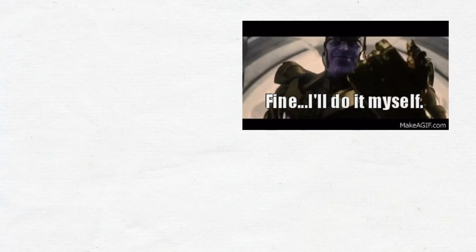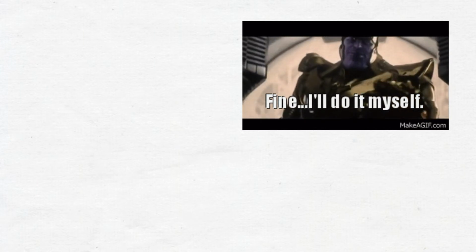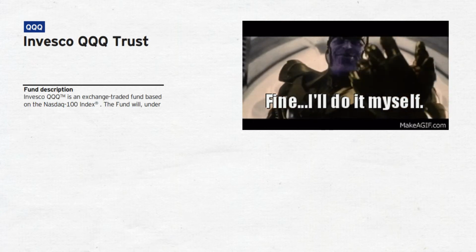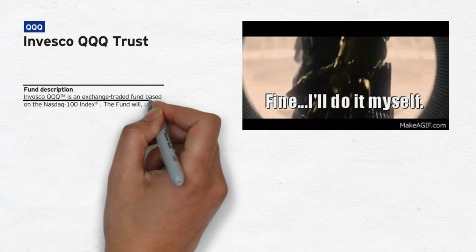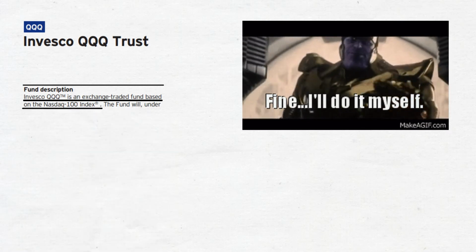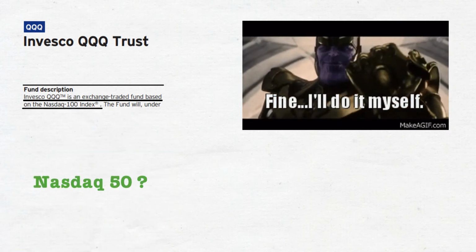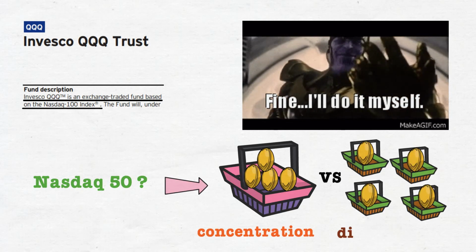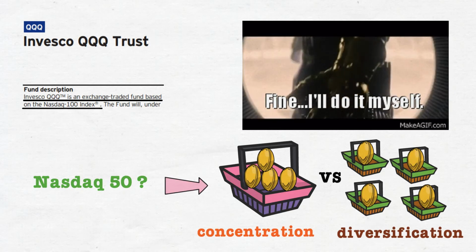But these days, you can simply build one yourself, as never before has it been so easy to invest in a large number of companies for free. You can even make your own index fund. For example, instead of buying Invesco's QQQ tracking the Nasdaq 100, maybe you might want to make your own Nasdaq 50 index fund. Obviously, this is just an example, and you should understand the risk of concentration versus diversification.